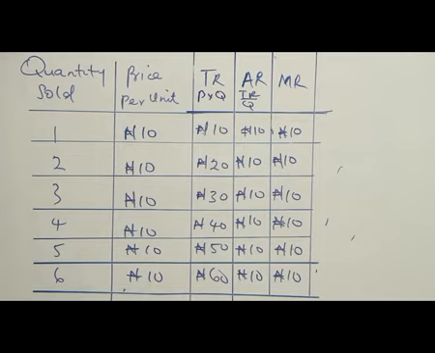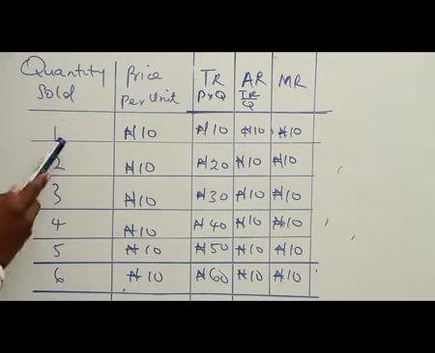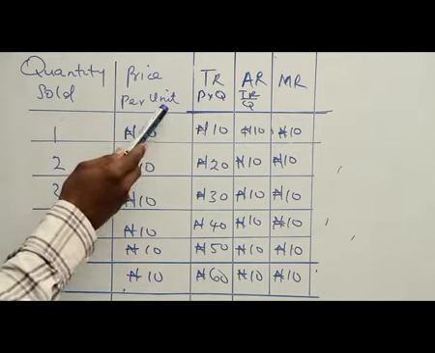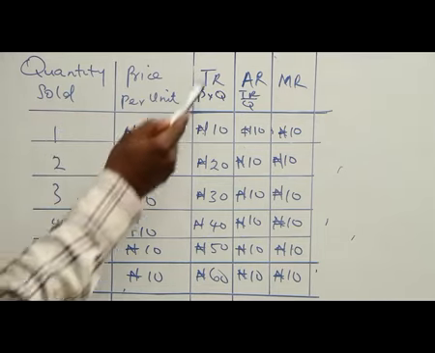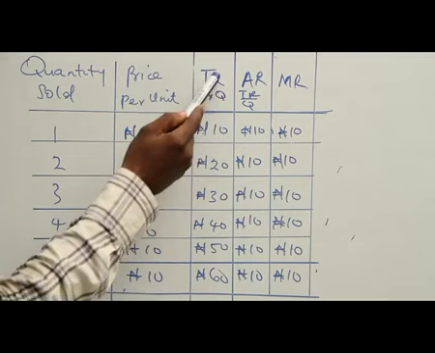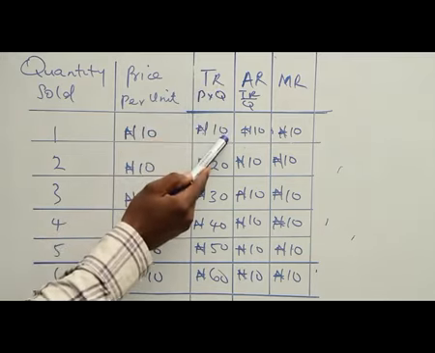So why are they taking price? Because market forces determine the price. Now, if market forces can determine the price, it implies that the price is fixed or is constant according to demand and supply forces. Now, looking at the table, we have quantity sold: 1, 2, 3, 4, 5, 6. Price per unit. That is, when a unit of a commodity is sold at 10 naira, the total revenue is 10, because the total revenue is P times Q.